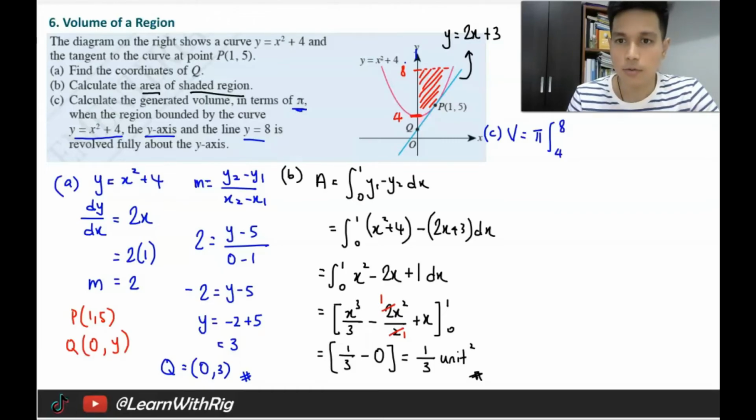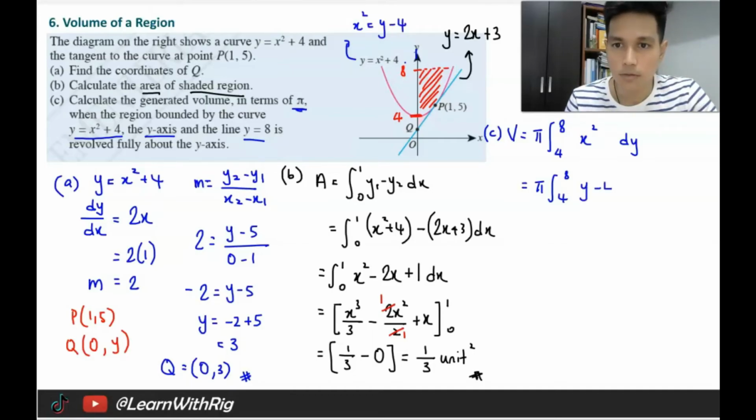Okay, so now it is on the y-axis, correct? So it's going to be dy. So here it's supposed to be x square. Your equation must be an x square equation. So now volume equals to pi integral from 4 to 8. So now you must rearrange this equation to make x square the subject. So it becomes x square equals to y minus 4. So it's going to be y minus 4 dy.